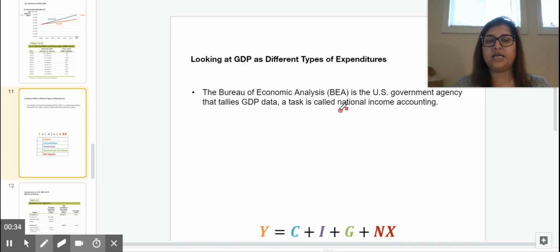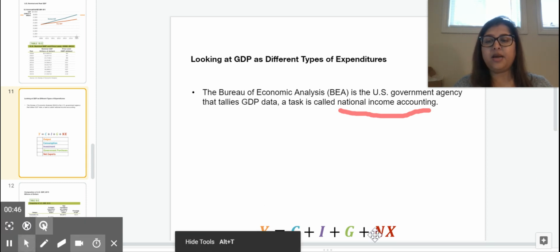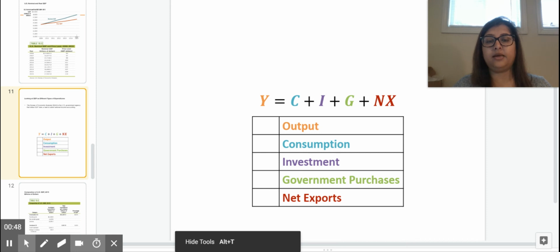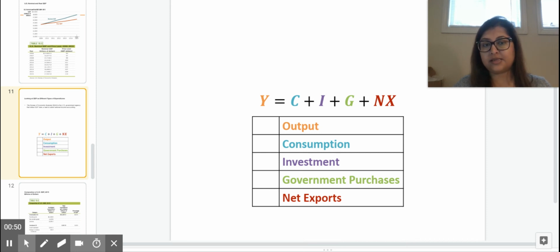And this task essentially is called national income accounting. It is done for the American government by the Bureau of Economic Analysis. Who buys American GDP? Well, first of all, you and I. That's called private consumption expenditure. When we go to Target or we go to Macy's or place a huge order on Amazon, we are essentially spending our income on consumption expenditure.